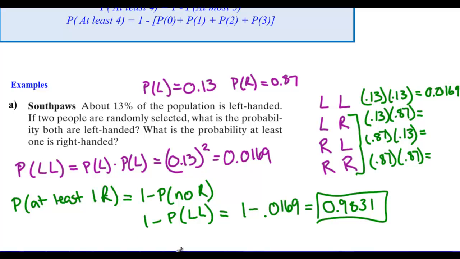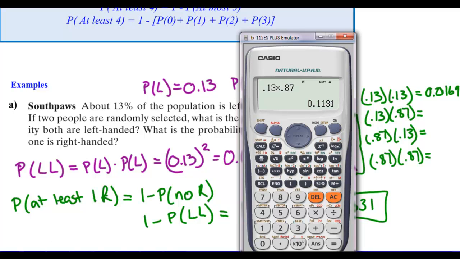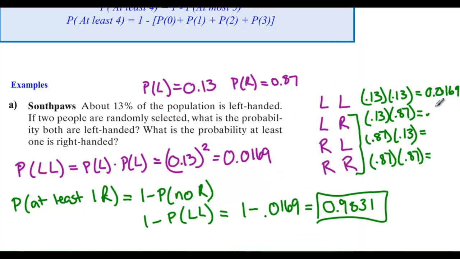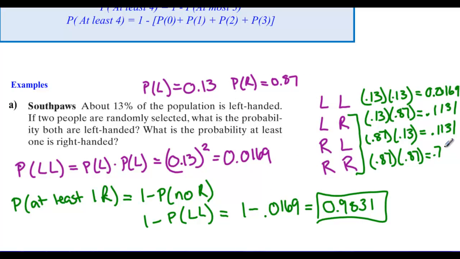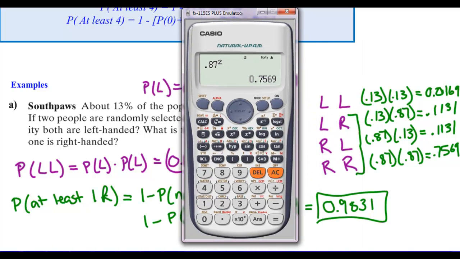But let's look at the other ones. So we have 0.1131. This will be the same, the 0.87 times 0.13 will also be 0.1131. And then the probability for two right-handed people, we're going to do 0.87 squared and get 0.7569. So we're going to go through and add these probabilities. I'm going to add up these three probabilities to show that it's the same.